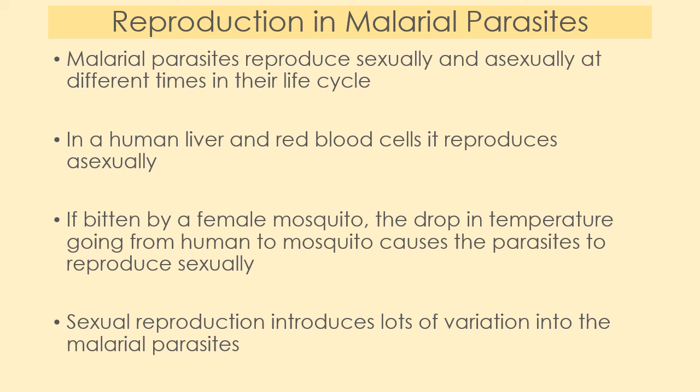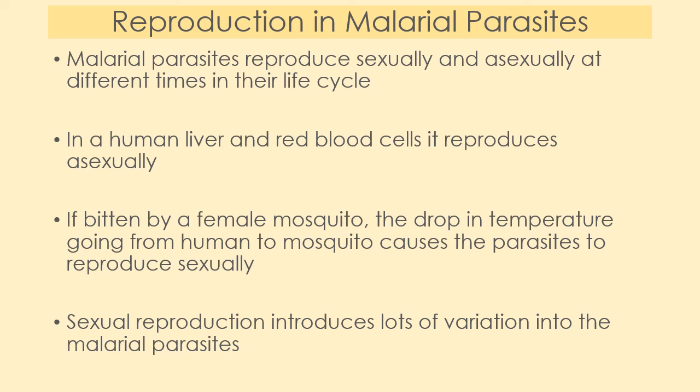We're finally going to look at malarial parasites. So malarial parasites are a little bit different. They can still reproduce sexually and asexually, but they'll do it differently at different times in their life cycle. So if a malarial parasite is in a human, either in the liver or in the red blood cells, it will reproduce asexually. That's by mitosis.